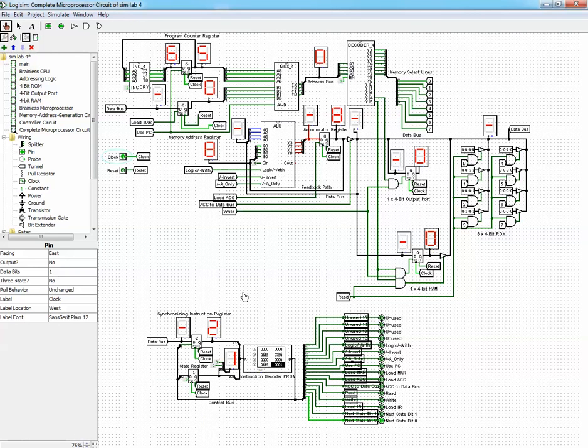I hope that this has clarified a little bit the design of the microprocessor. Please try to study as much as possible this microprocessor design, because it really gathers all the information that you have studied throughout the class, and good luck.